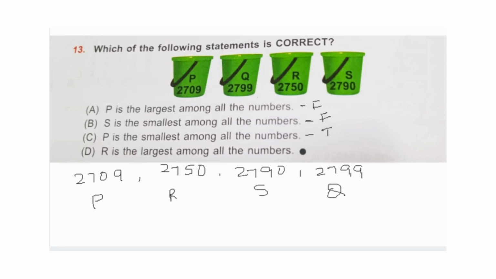Let's look at the final option, which is: R is the largest among all the numbers. But R is not the largest. 2750 is not the largest number. 2799, which is Q, is the largest number. So let's mark this as also false. Based on our evaluation, we found out the correct option is option C.